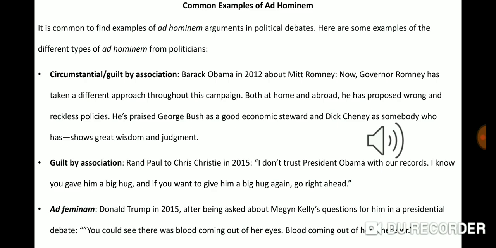Ad feminam. Donald Trump in 2015, after being asked about Megyn Kelly's question for him in a presidential debate: You could see there was blood coming out of her eyes. Blood coming out of her wherever.